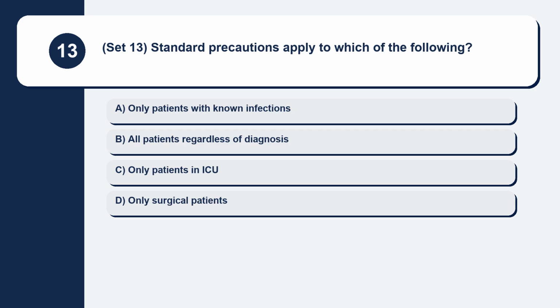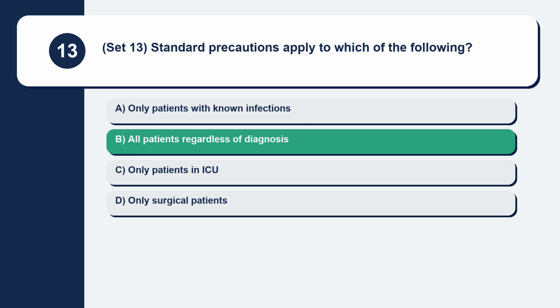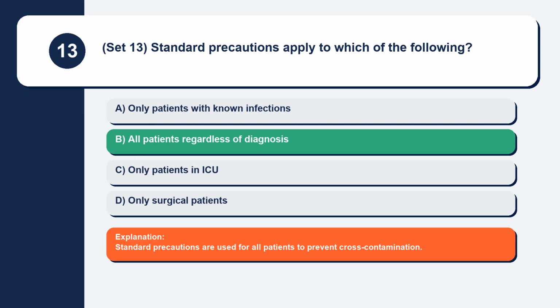Question 13. Set 13. Standard precautions apply to which of the following? Only patients with known infections, all patients regardless of diagnosis, only patients in ICU, only surgical patients. Standard precautions are used for all patients to prevent cross-contamination.